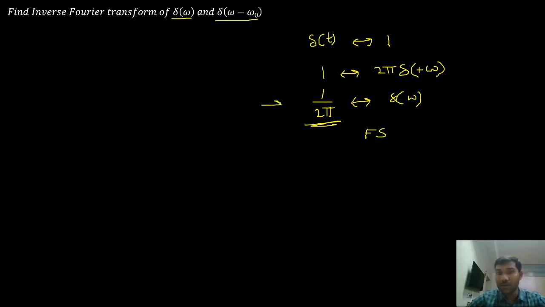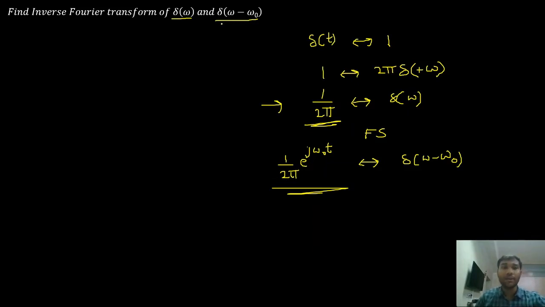To this transform pair, if I apply frequency shifting, my right hand side becomes delta of omega minus omega naught, right? I'm shifting by omega naught. So what will be my time domain signal? 1 by 2 pi, and I should introduce a phase shift, e power j omega naught t. So this will be my inverse Fourier transform for delta of omega minus omega naught. So here we are using frequency shifting and duality.